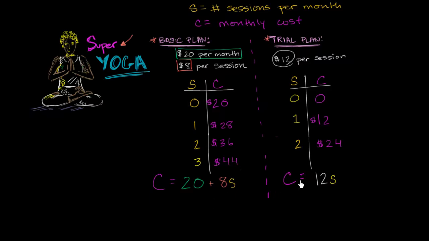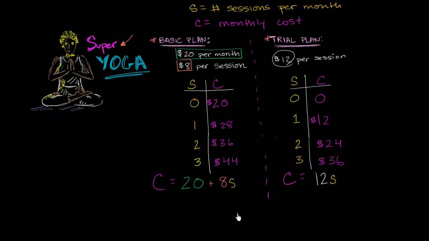Now let's do the same thing under the trial plan. How much is it going to cost us to attend 3 sessions? Well, this is slightly more straightforward. Our total cost is going to be equal to 12 times the number of sessions. The number of sessions in this circumstance is 3. So it's going to be 12 times 3. So our total cost is going to be equal to $36. So let me write that down.